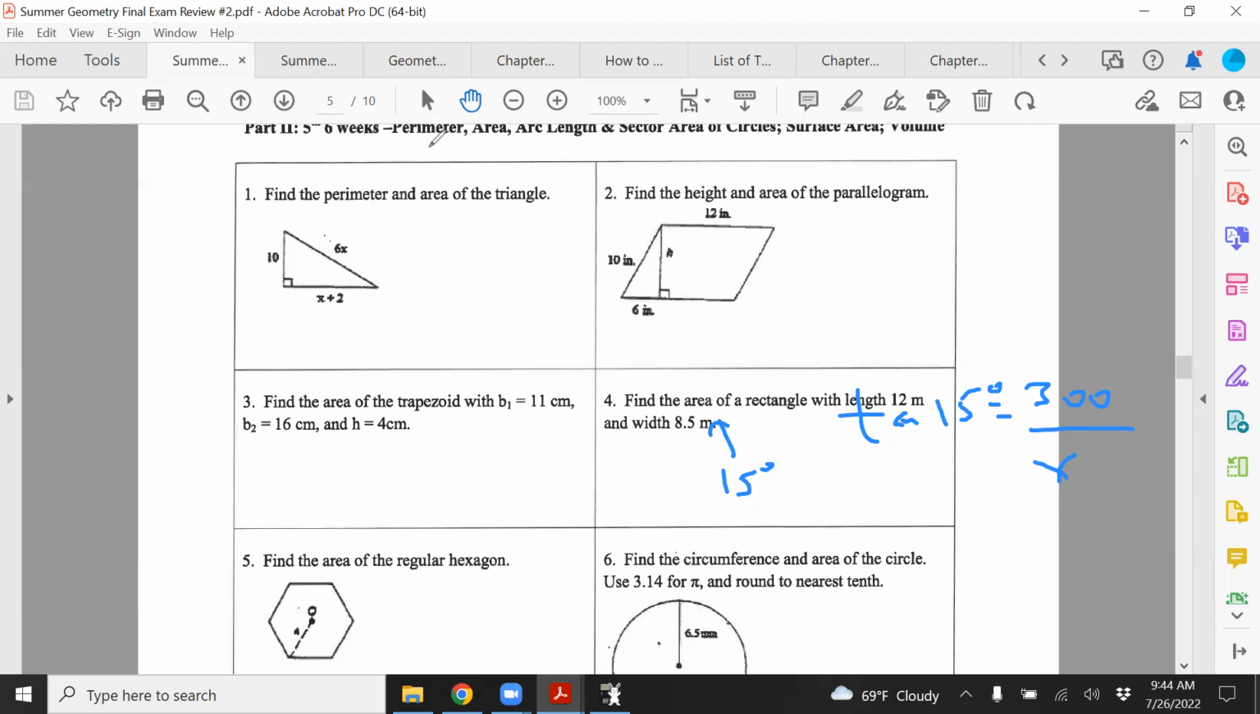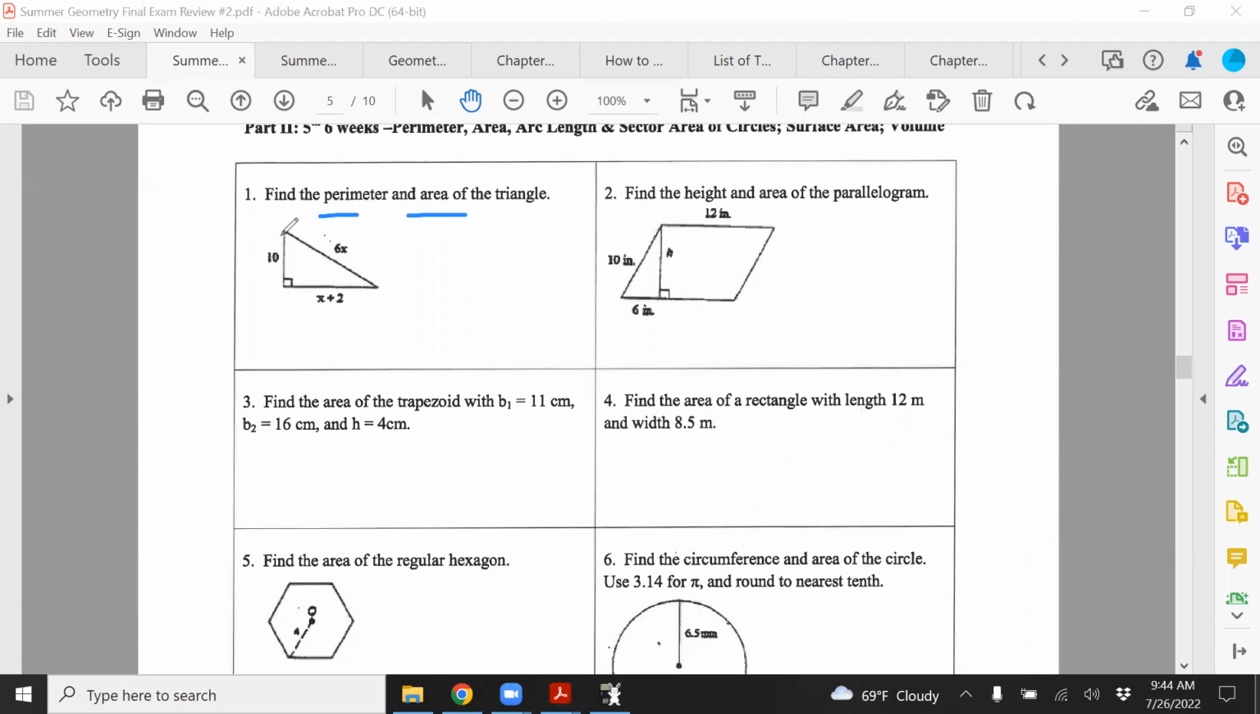Area of regular polygons. It looks like all that's been covered here. So first off, you have a triangle. You have to find the perimeter and the area.